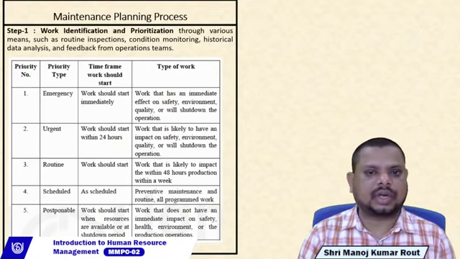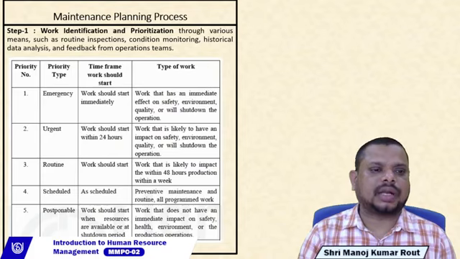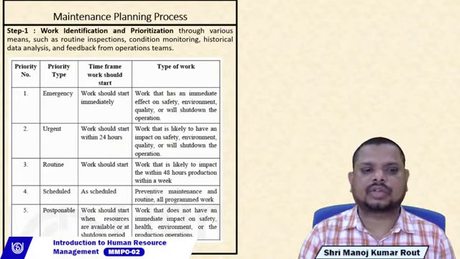If you observe this particular table, the priority type is given. The first one is emergency, and the time frame is that the work should start immediately. As for the type of work, it is work that has an immediate effect on safety.